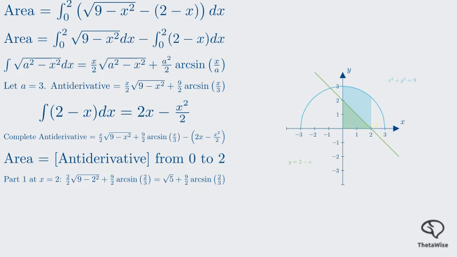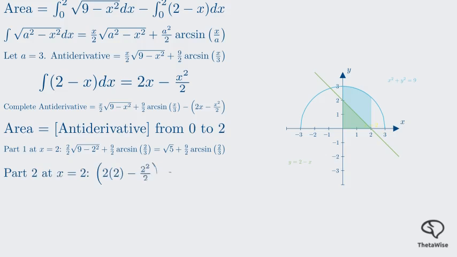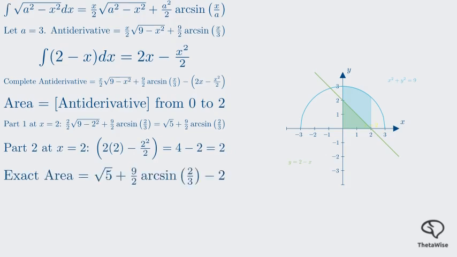Now for the second part at x equals 2. We get 2 times 2 minus 2 squared over 2. That's 4 minus 4 over 2, which is 4 minus 2, or 2. Combining these, the exact area is the square root of 5 plus 9 over 2 times arcsin of 2 over 3, minus 2. Let's get the numerical answer.